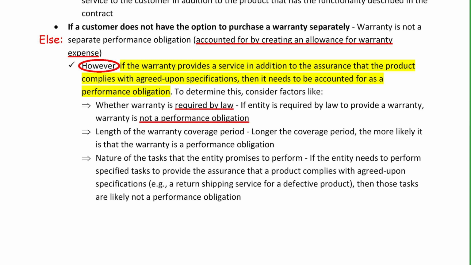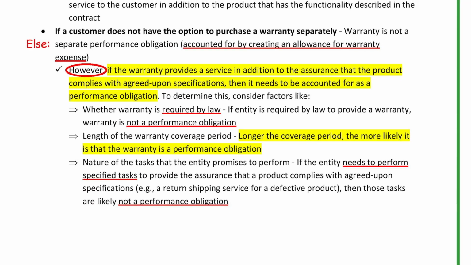You might want to look at the length of the warranty coverage period. Highlight longer the coverage period, the more likely it is that the warranty is a performance obligation. You might want to look at the nature of the tasks that the entity promises to perform. Now, if the entity needs to perform specified tasks to provide the assurance that the product complies with agreed upon specifications, for example, a return shipping service provided by the entity for a defective product, then those tasks are likely not a performance obligation.